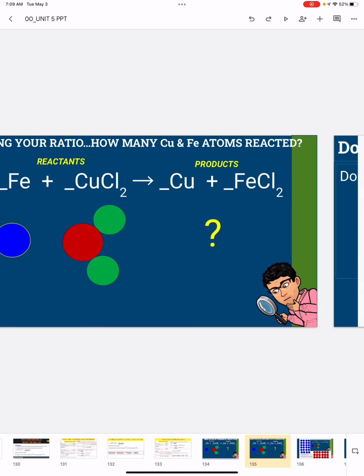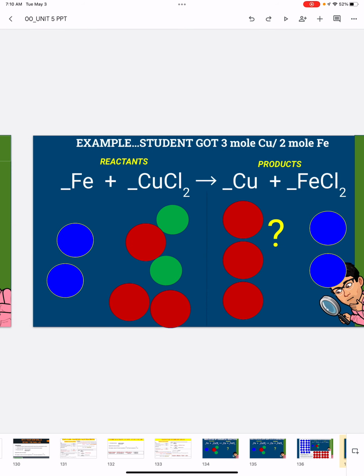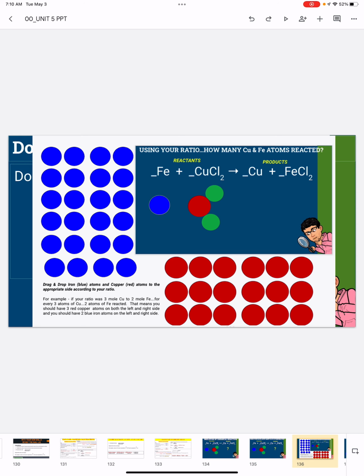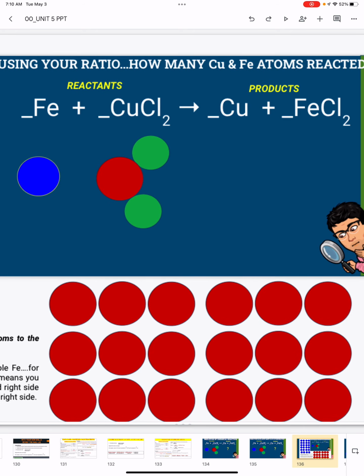Then you're going to use this ratio to sketch a particle diagram like this. Yours is going to start out like this, where you just have iron and copper chloride. This is what yours looks like. And then you're going to figure out how many red and blue circles to drop in based off of your ratio.